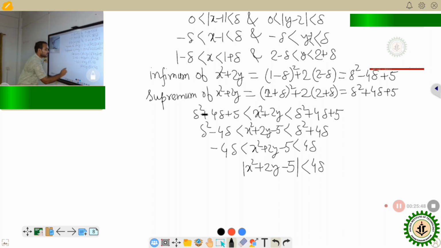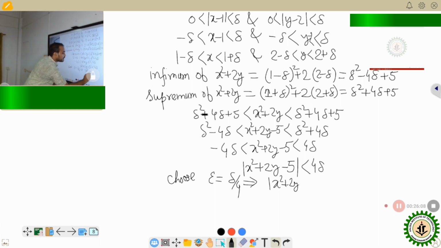Now choose epsilon to be delta by 4. And what will happen to this inequality? This definition will reduce to mod of x square plus 2y minus 5 less than epsilon.